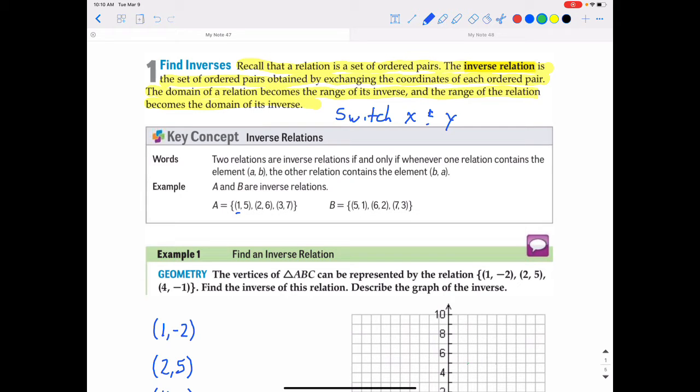So set A contains the point 1, 5. Well, its inverse would be found by switching the 1 and 5 around and becoming 5, 1. So 1, 5 and 5, 1 are inverses of each other. You've got 2, 6. Its inverse would be found by switching the 2 and the 6 around, so that would be 6, 2. And then you also have 3, 7. And what is the inverse of 3, 7? Well, when you switch 3, 7 around, trade the x and the y, you get 7, 3.